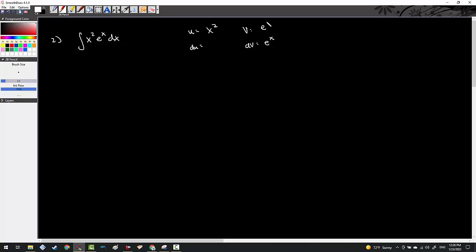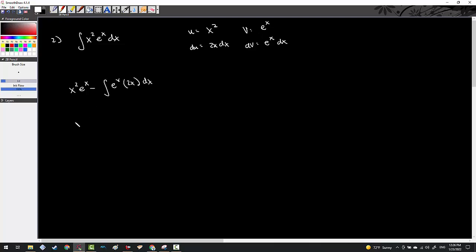So the integration of e to the x would be e to the x. I keep forgetting the dx here. Sorry about that. du will be 2x dx. Now from here, let's just hack the formula. We've got uv, so x squared e to the x, minus the integral of v, so that's going to be e to the x, du is going to be 2x dx.